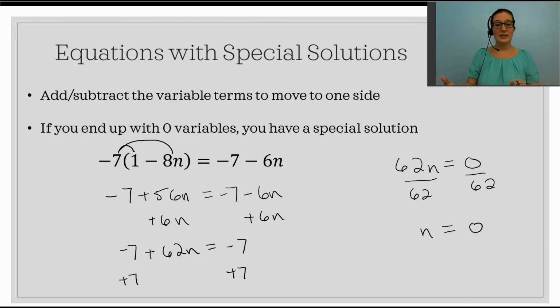So the important distinction here is that I still have n's in my final step. They didn't disappear like they do for our special solutions. They're just equal to 0. And n can be equal to 0. 0 is a number that works for equations just as well as any other number. Okay, so it's important to keep this one separate from our special solutions where all our variables disappear.